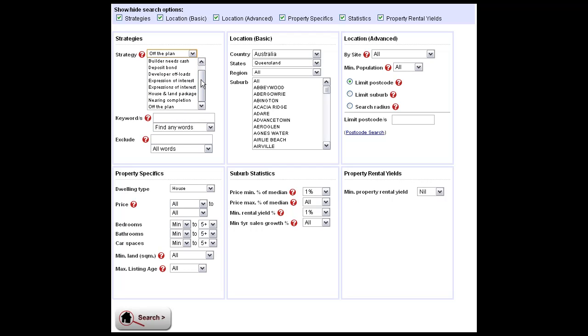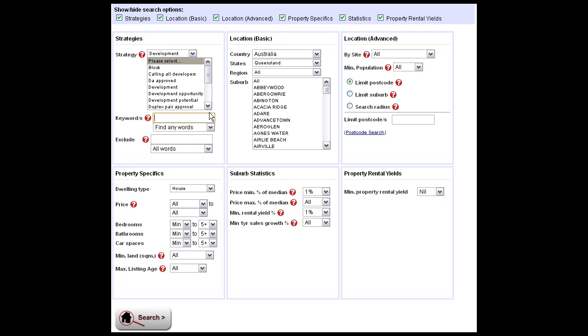If you're looking for off the plan real estate, again a number of keywords or phrases will help you to locate those types of properties. And under development, of course, one of the key areas that developers find extremely useful, they can now look for DA approved, development opportunity, development potential property across Australia at the push of a button. So that's how the strategy phrases work.